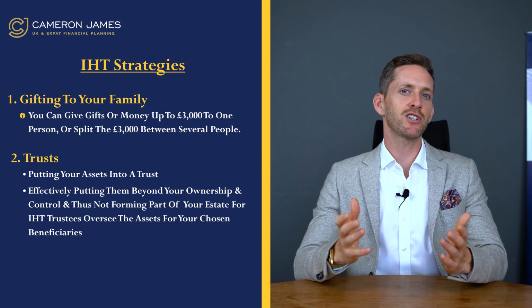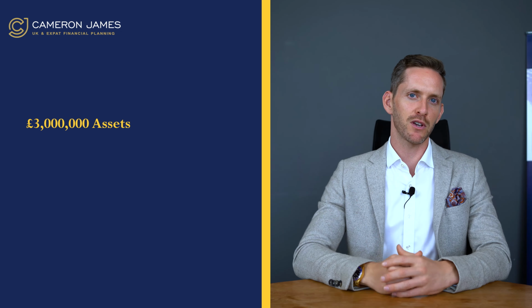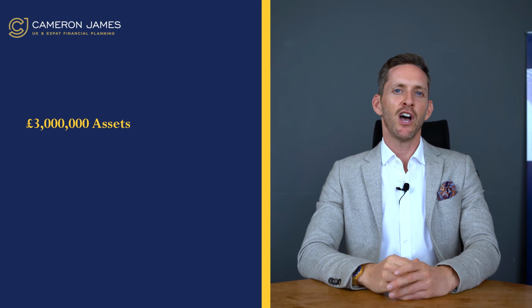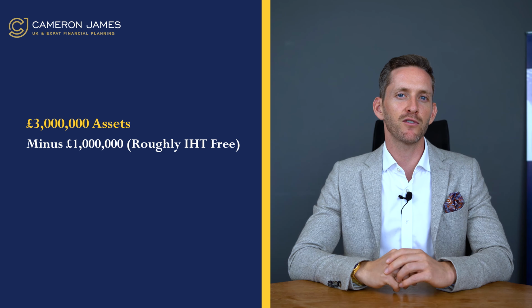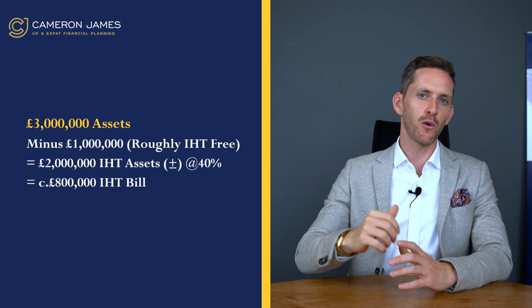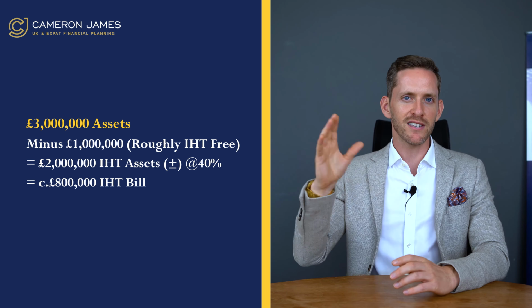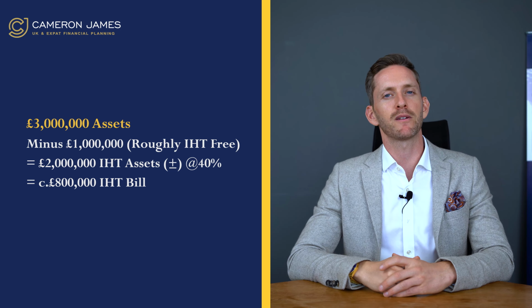So inheritance tax is typically charged at 40% in the UK. So say you had £3 million worth of assets between yourself and your partner. Effectively, circa £1 million of that would be inheritance tax free. The remaining £2 million would have an inheritance tax bill of circa 40%. There'd be a few ways, and tapering and stuff, that you could bring it down slightly, but generally speaking, you're looking at a large amount of money.